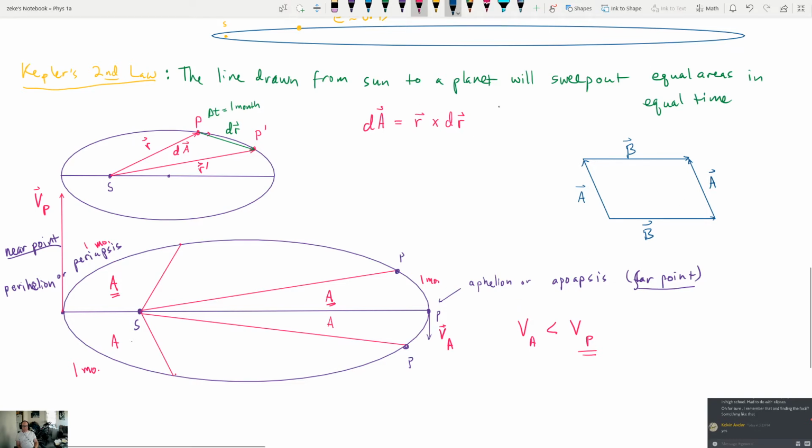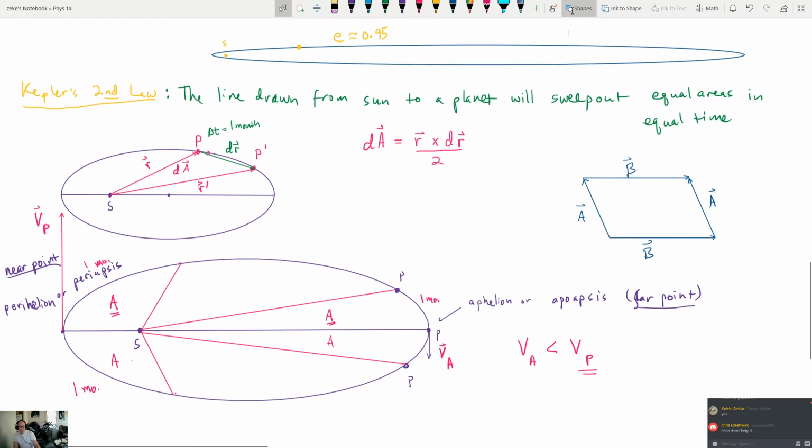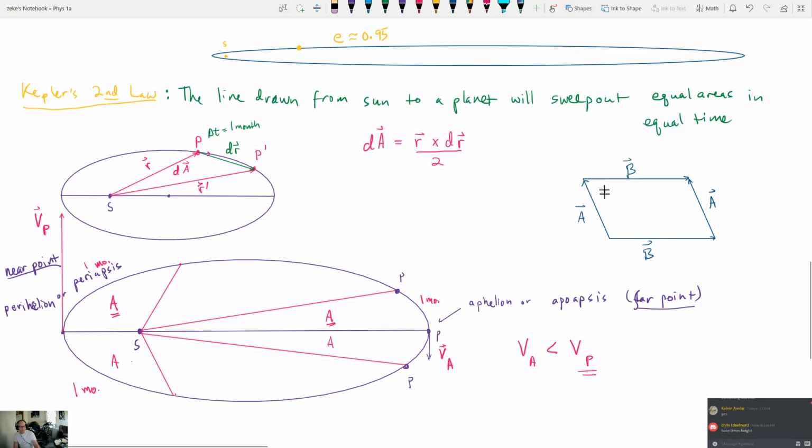Oh, I left something out. We're going to have to divide this by 2. Sorry. Okay, now, how do I find the area of a parallelogram? How did you all learn to find the area of a parallelogram? Base times height, right? Okay, so we need to draw a height in here. The height of my parallelogram would be something like this. I can get a straight line in here.